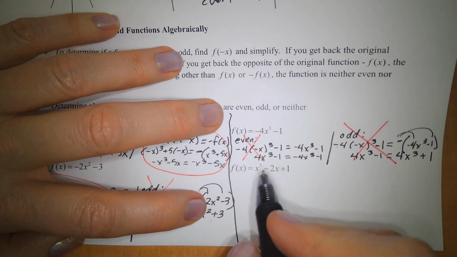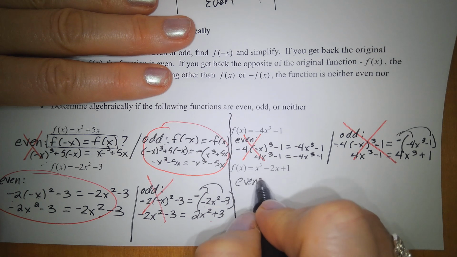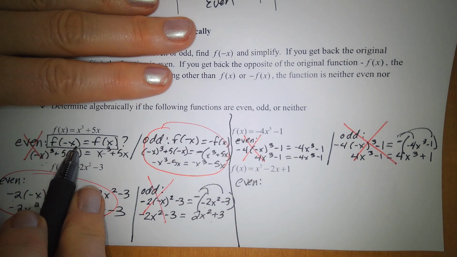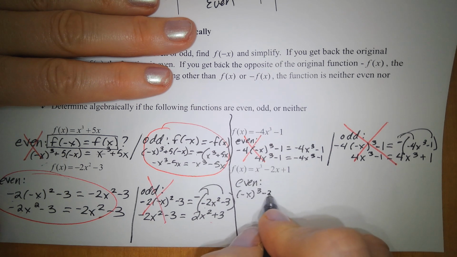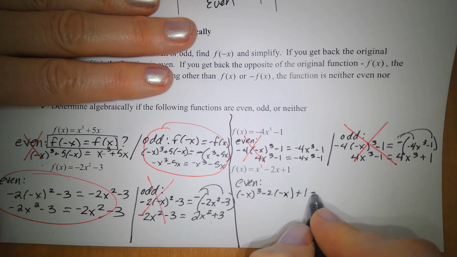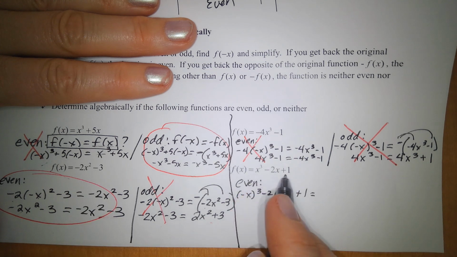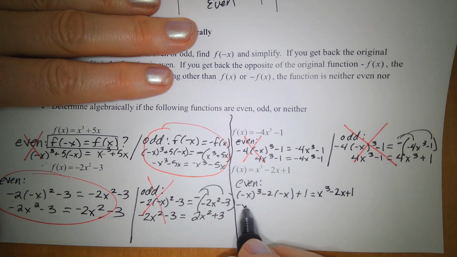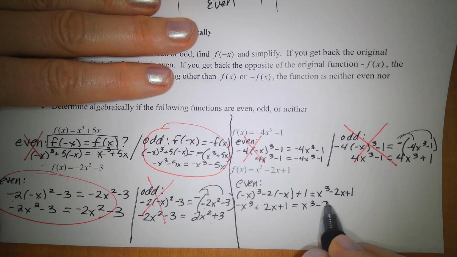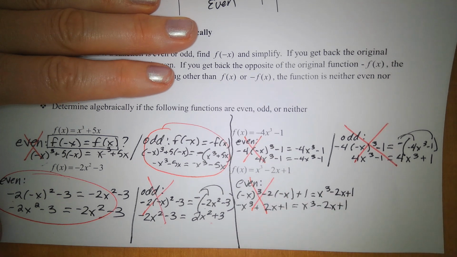It could be neither, but it can't have both. So let's try this last one. A function is equal to x to the third minus 2x plus 1. So let's test to see whether it is even first. So we find f of negative x, so we plug negative x in for x, and see if that is equal to the original function, f of x. So we set it equal to the original. This is negative. This is positive. Those two sides are not equal to each other, therefore it is not even.